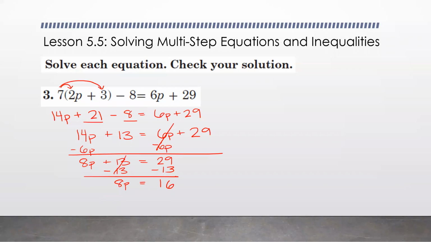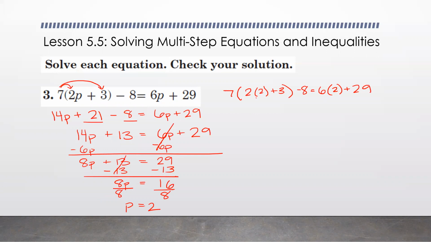Now I have a one-step equation. 8 times p is 16, so I do the inverse and divide both sides by 8, and p is equal to 2. Now again, I can check this. I'm going to put a 2 in parentheses every time there's a p in the original equation. So minus 8 equals 6 times 2 plus 29.